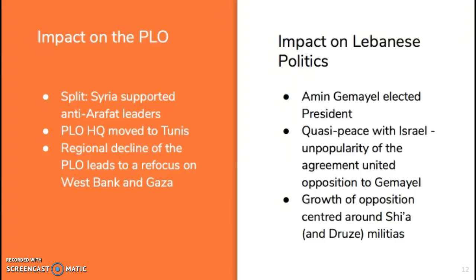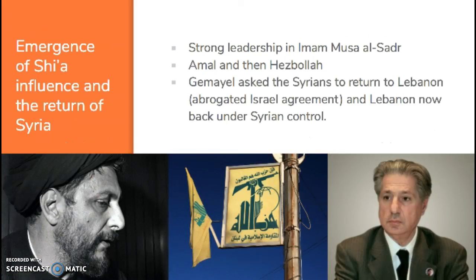On the other side, domestically in Lebanon, Gemayel, the older brother and probably a more moderate character than Bashir, is elected president. He reaches out for a peace settlement with Israel. It isn't popular at all, and opposition now shifts. The growth of opposition will shift to the Shia militias and to some extent the Druze, but remember the Druze are a much smaller group than Shia Muslims in Lebanon at this time.